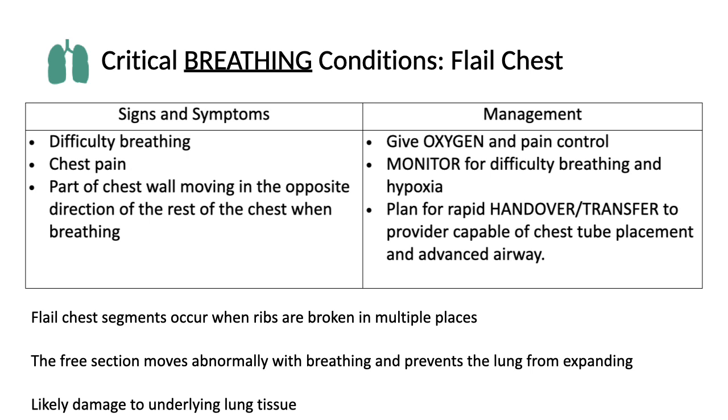The free section moves abnormally with breathing. It moves paradoxically. When the chest expands, this moves inward, and when the chest recoils, it moves outward, and it leads to ineffective breathing. It leads to difficult breathing, tachypnea, chest pain, and you can observe that segment moving paradoxically, part of the chest moving in the opposite direction of the rest of the chest.